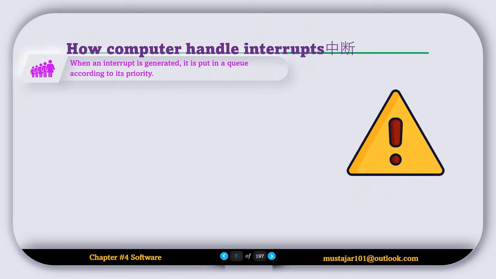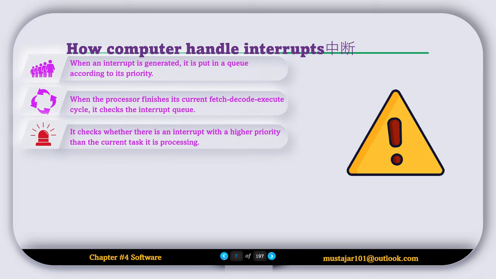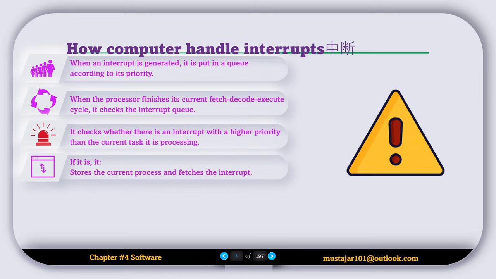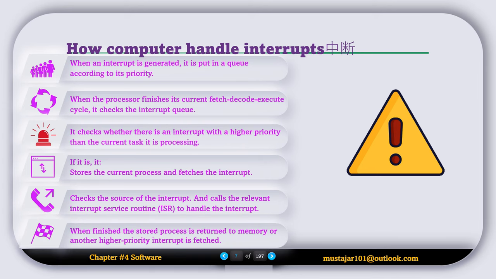How does a computer handle interrupts? When an interrupt is generated, it is put in a queue according to its priority. When the processor finishes its current fetch, decode, execute cycle, it checks the interrupt queue. It checks whether there is an interrupt with a higher priority than the current task it is processing. If there is, it stores the current process and fetches the interrupt, checks the source of the interrupt, and calls the relevant interrupt service routine or ISR to handle the interrupt. When finished, the stored process is returned to the memory or another high priority interrupt is fetched.